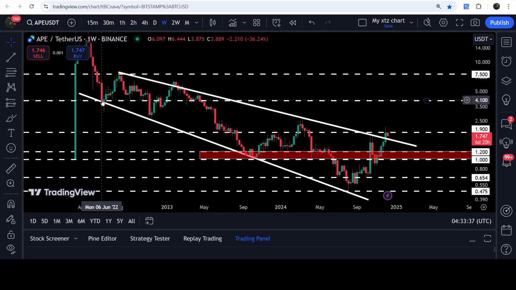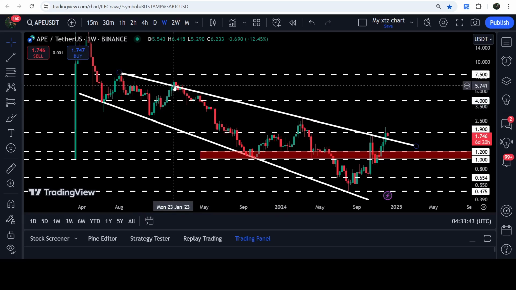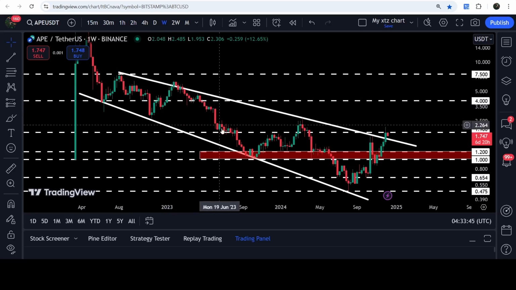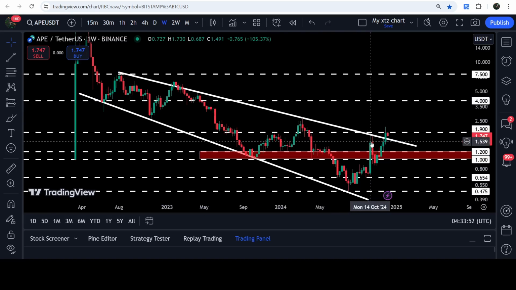Like after getting bounced, you can see that we had a rejection here. Then we formed another lower than previous low here. Then we had a nice bounce and formed a lower high here and formed another lower than previous low, another lower high, lower low. And this was the last lower high. And now finally the price line has broken out the resistance of this broadening falling wedge pattern.